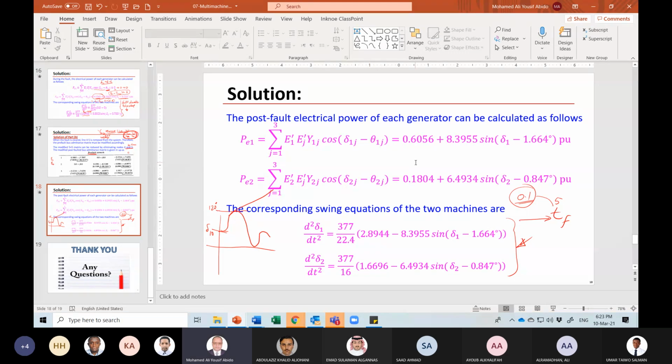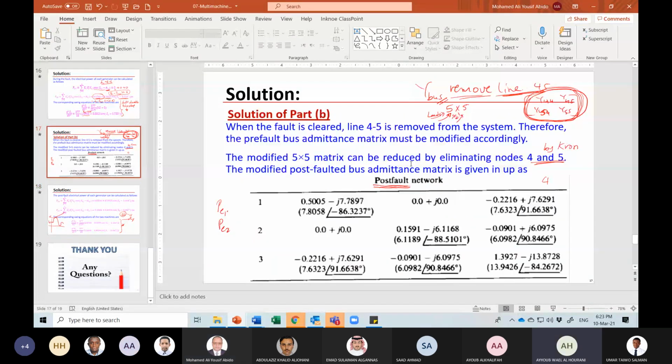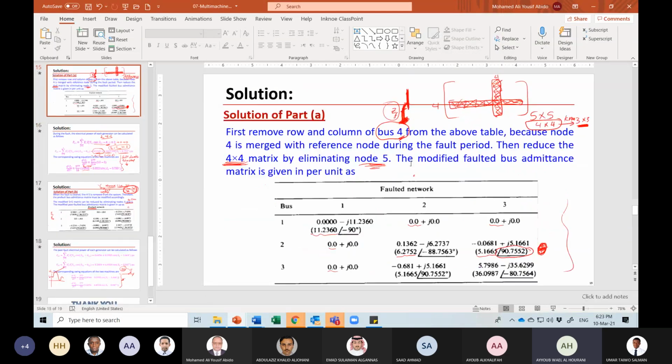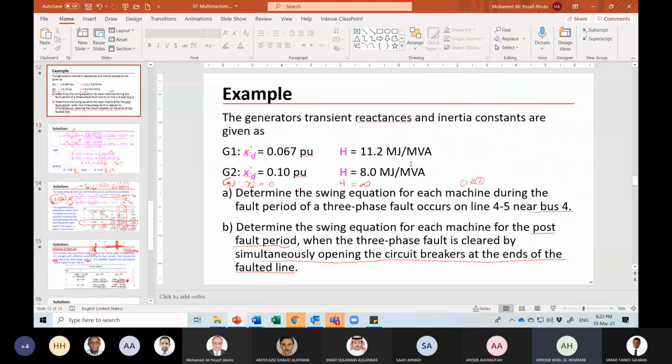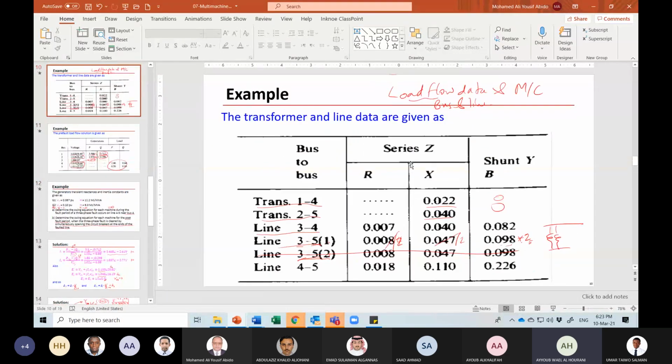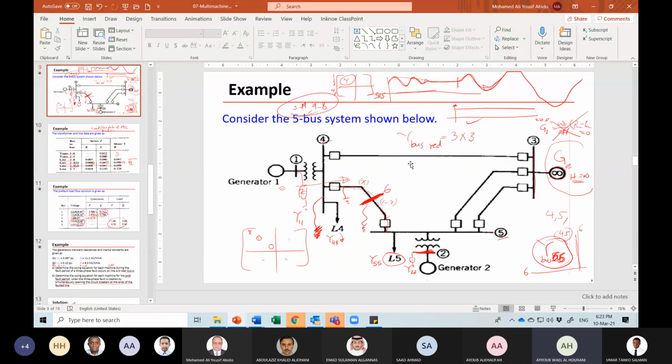Excuse me, doctor, back to when we have the fault at the middle of the line, we added bus 6, but after that we deleted the column and row of 6. So how will the added row and column play a role? We already deleted them after that.